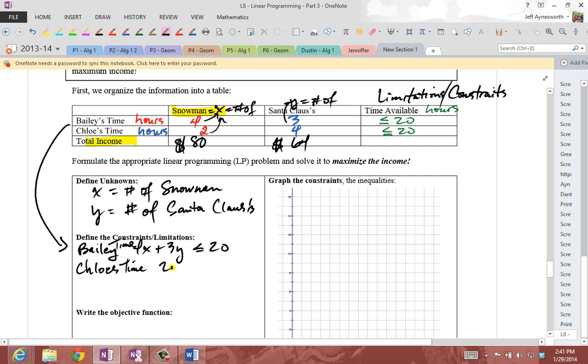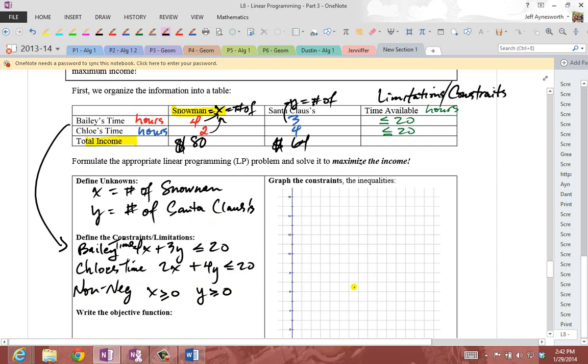So 2x for Chloe plus 4 times the number of Santa Clauses, which is y, and that's got to be less than or equal to 20 because she doesn't want to work more than 20 hours either. So she wants to work less than or equal to 20 hours total. Of course, the number of snowmen and Santa Clauses cannot be negative, so we got our non-negatives, which means either 0 or positive. So x has to be greater than or equal to 0. Y has to be greater than or equal to 0.